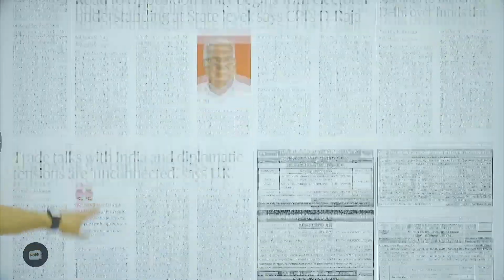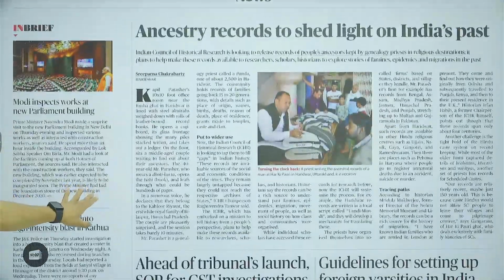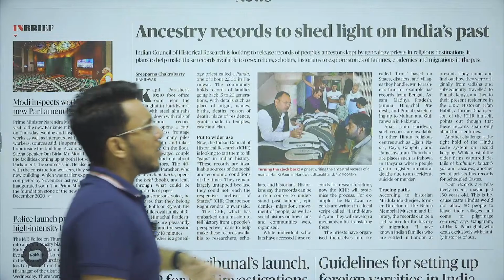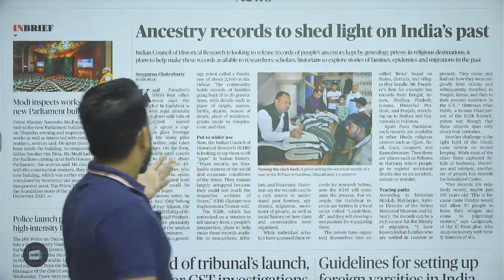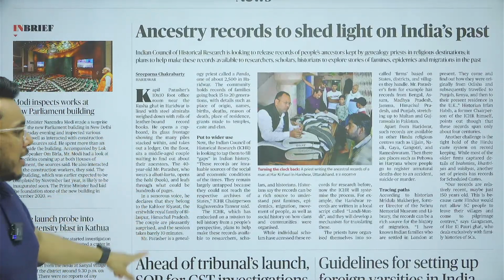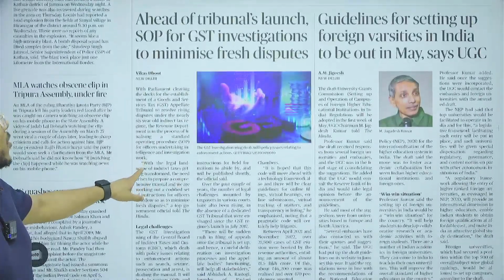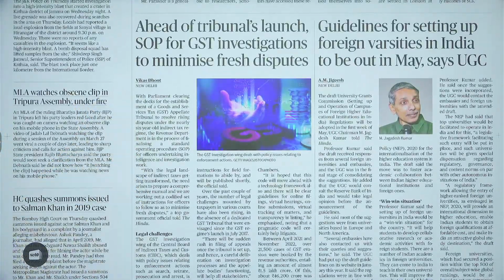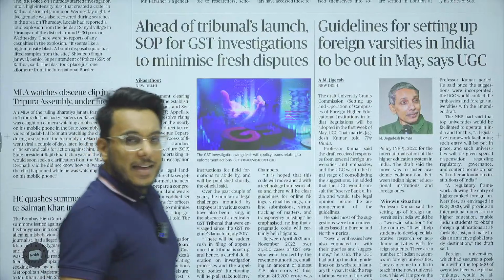Then after that guys, the page is again filled with political articles. "Ancestry records to shed light on India's past." We'll see this particular development, as recently the ICHR is moving forward to make genealogy data available. Then further moving on, "Ahead of tribunals, launch SOP for GST investigations to minimize fresh disputes." So basically, guys, GST, that is the Goods and Services Tax.